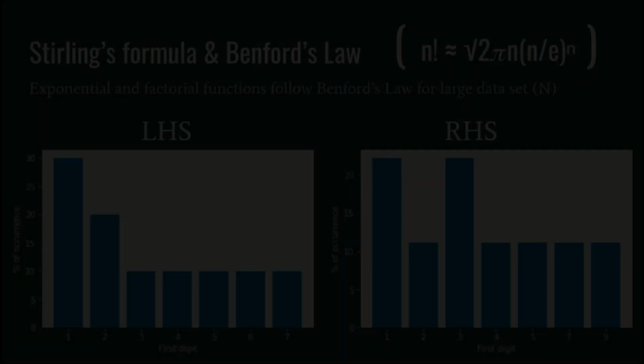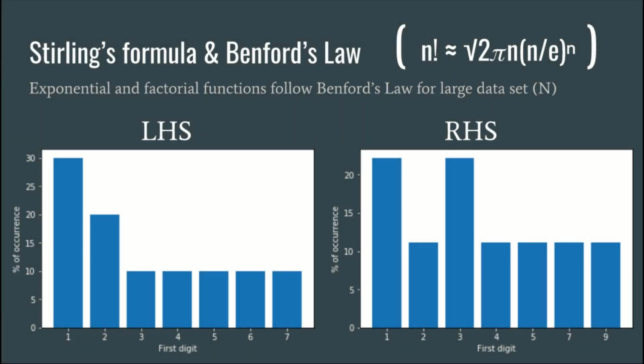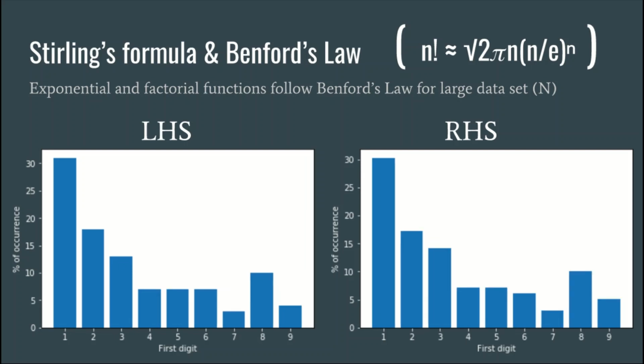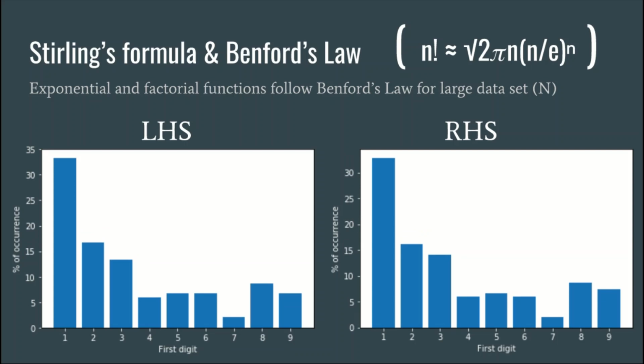We tested Benford's law using Stirling's approximation. Using the actual factorial on the left-hand side and Stirling's approximation on the right-hand side, we created separate distributions to see if they converged to Benford's law. When we look at the values as n approaches 171, which is the greatest value we were able to compute, we see that both graphs are identical and follow Benford's law.